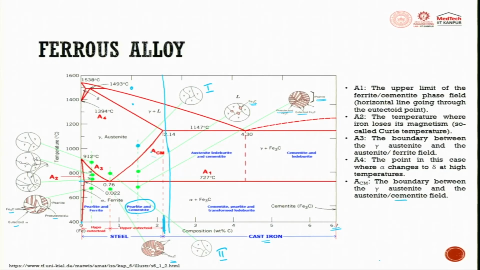So, from this diagram you can see how carbon and iron influence each other, and you get varying microstructures at varying temperatures. You can see this, and in turn this will be affected by the residual stress which is getting introduced in additive manufacturing.